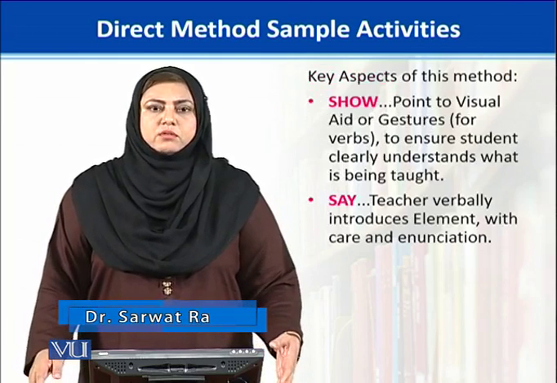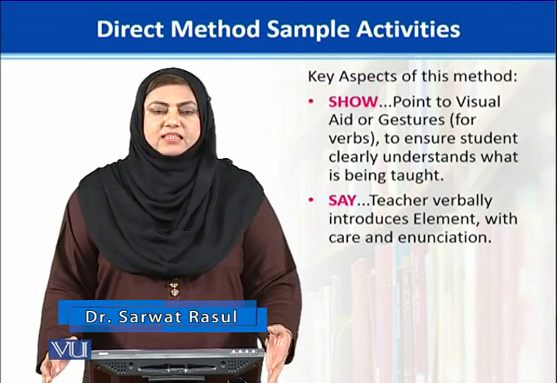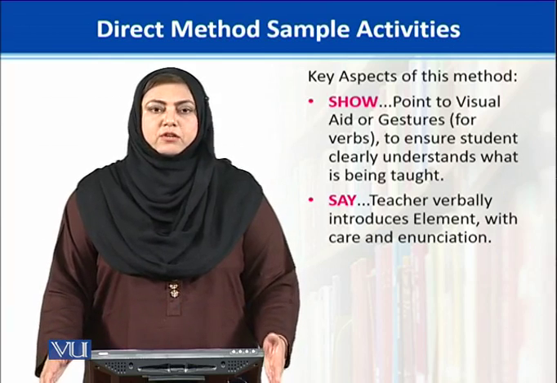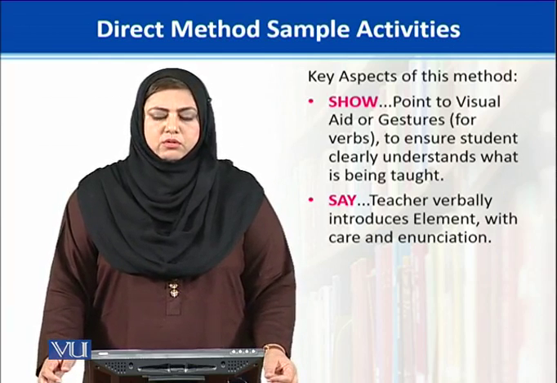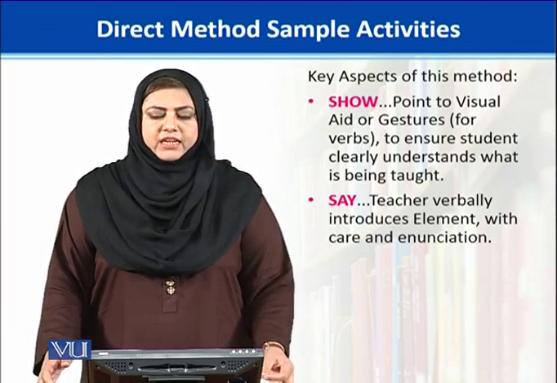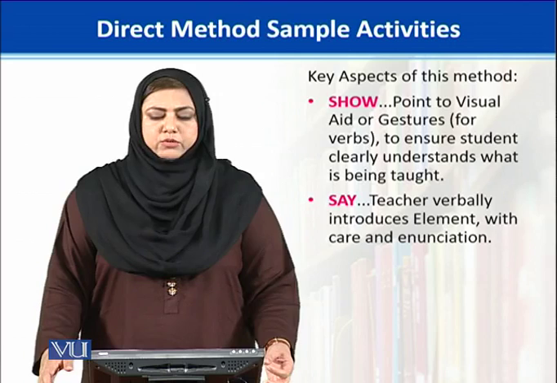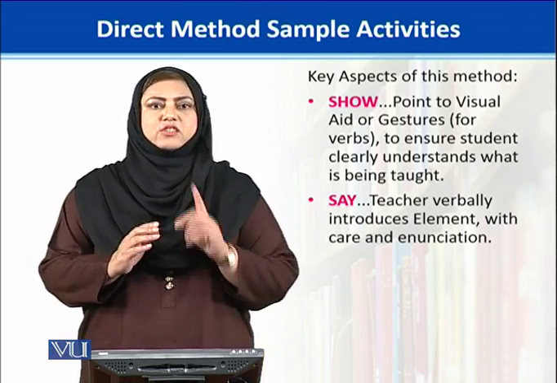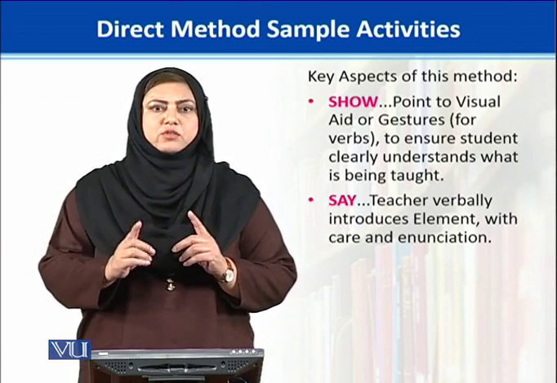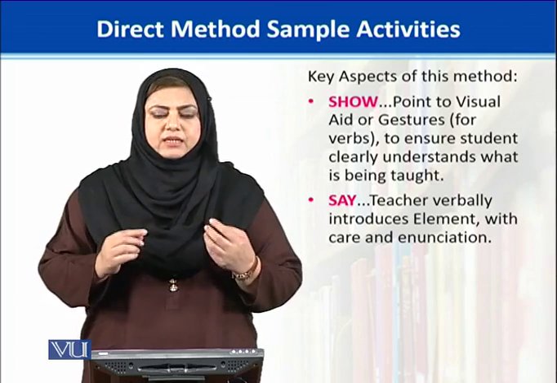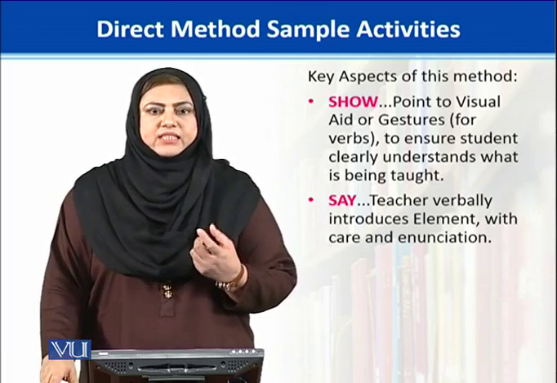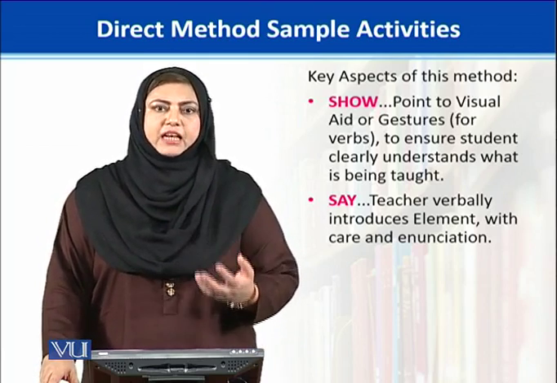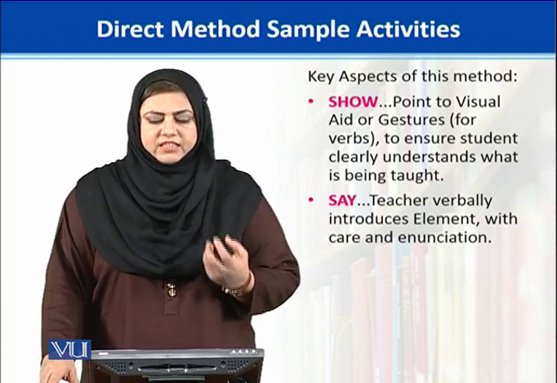Well, when it comes to designing activities for the direct method, there are certain key aspects that need to be kept in mind. The first key aspect is to show. What does it mean? To point to a visual aid or use gestures, for example, for verbs, to ensure students clearly understand what is being taught. So the teacher points out or refers through gestures or through a finger to the linguistic item that is to be taught. This pointing out helps the learner to pick up the new item quickly.